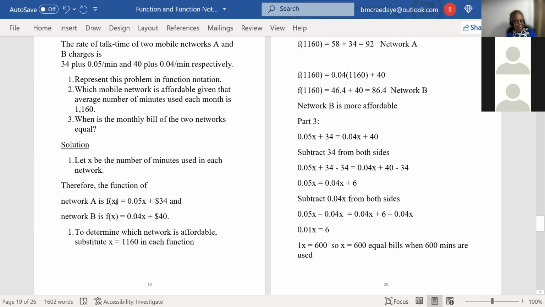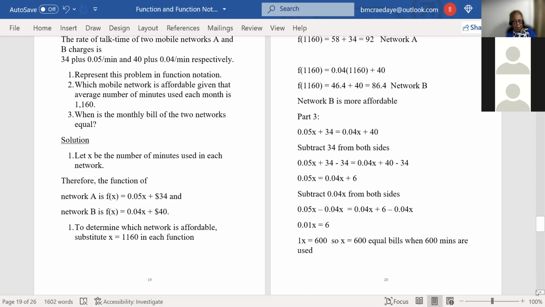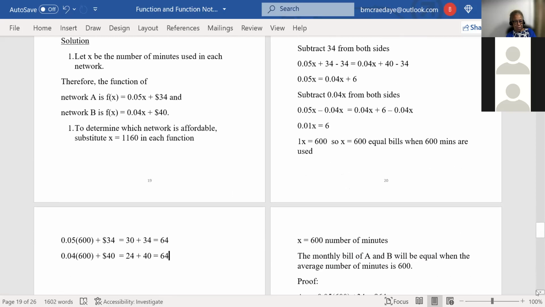Back to our y = mx + b, where 34 is a constant, 40 is a constant. Variable is the X, all right? That 0.05 is really the slope. That's like our M. Slope is a rate of change, 0.05 per minute, 0.04 per minute, okay? All right, now I think we'll stop here.